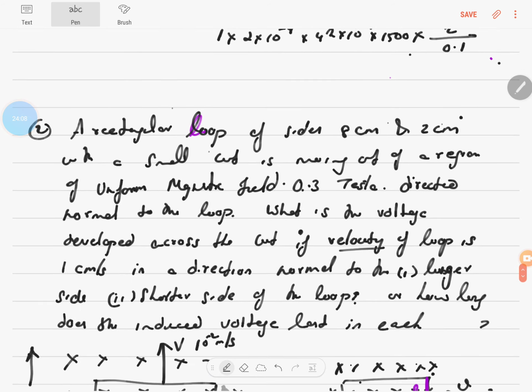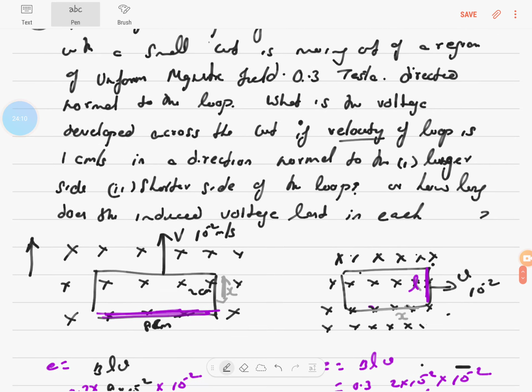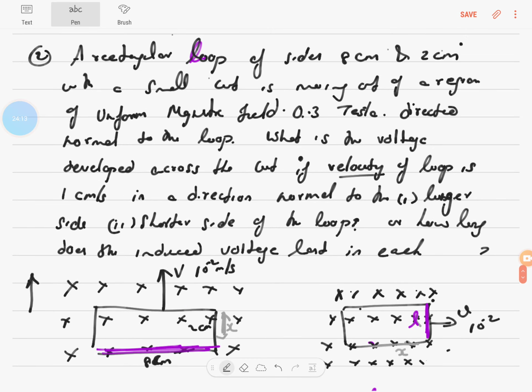So let's go to the next sum. A rectangular loop of side 8 centimeter and 2 centimeter. Can you see the length and breadth? Always, what is not changing should be considered as L. What is changing should be considered as X. What is changing in this? When you're moving it in this direction, the magnetic field is inward, I'm moving it in this direction. The variable will be X here. This will be the variable. The 8 centimeter will remain a constant, so I can call 8 centimeter as L.